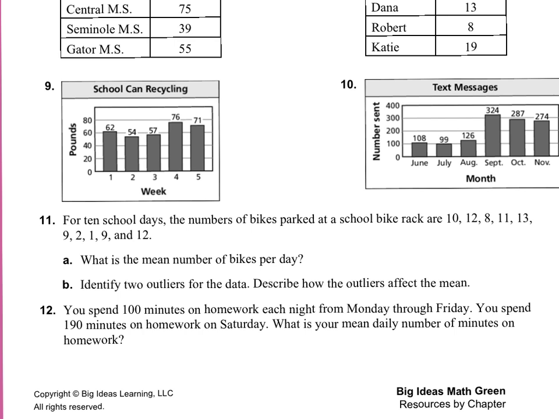And then the outliers. Again, remember, an outlier is numbers that are far away from other numbers. So you're looking for any numbers that, if you were to put this on a dot plot, would be far away from the other data. And then the last question there, it says you spend 100 minutes on homework each night from Monday through Friday. You spend 190 minutes of homework on Saturday. What's your mean number of minutes? Now, you have to count this 100 how many times? Monday, Tuesday, Wednesday, Thursday, Friday. So that's 5 times. And then you have to count that once. And then it's going to find your mean.